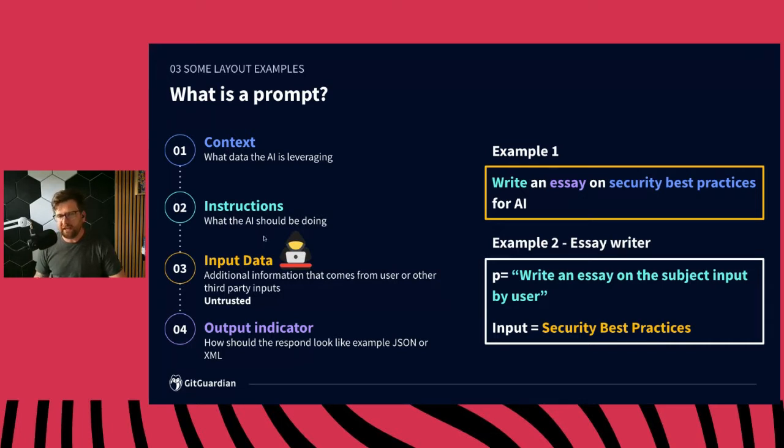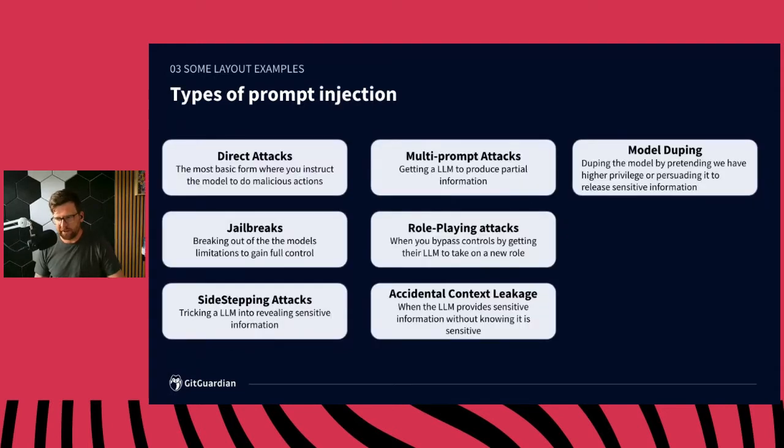The part here that can be poisoned is the input data. This is the part that the malicious actor can leverage and try to access, because this is the part that they have control over. So let's dive into how we can poison a prompt using that input data.